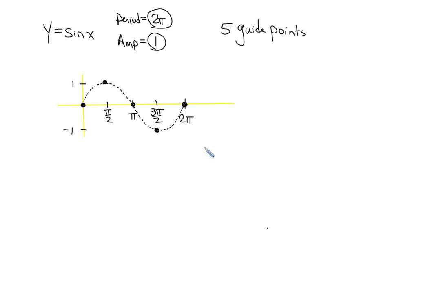So here is our basic sine curve. So at 0, we're at 0. At pi over 2, we're at 1. At pi, we're at 0. At 3 pi over 2, we're at -1. At 2 pi, we're at 0.